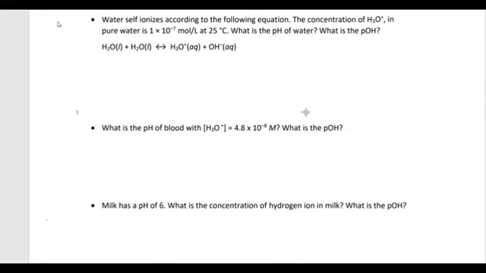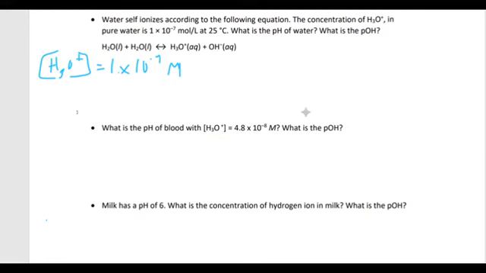Let's look at this example. Water self-ionizes according to the following equation. The concentration of hydronium in pure water is, so I know that H3O+, it just said the concentration of the hydronium is 1 times 10 to the -7th moles per liter, which is capital M for molarity. What is the pH of water?